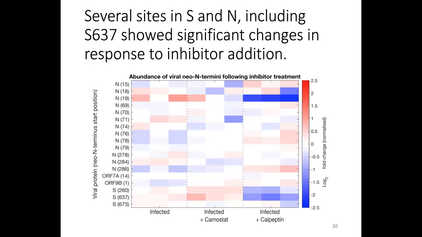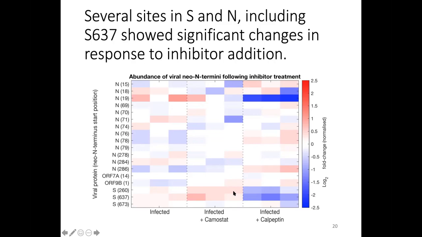These showed significant reduction in the abundance of these neo-N-termini in the presence of calpeptin, so this cathepsin and calpain inhibitor. This is consistent with a reduction in the cleavage at that site, which you would expect if these were the proteases responsible. What we actually saw was when we added camostat, we saw an increase in the abundance of these two cleavage sites in spike, though not in the nucleocapsid.